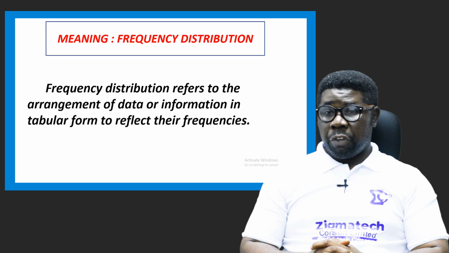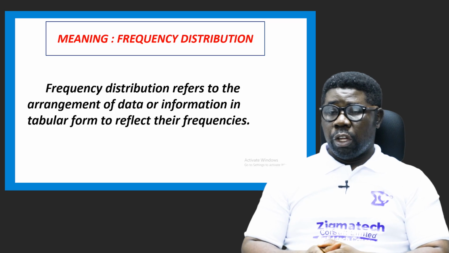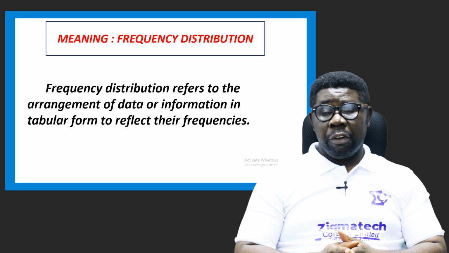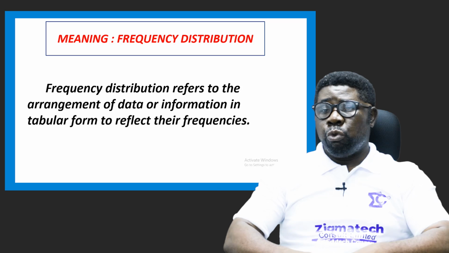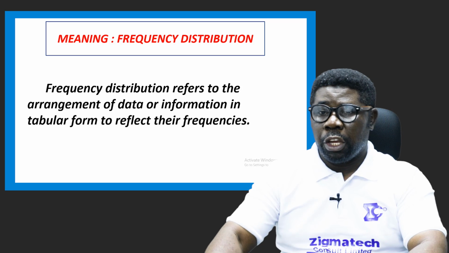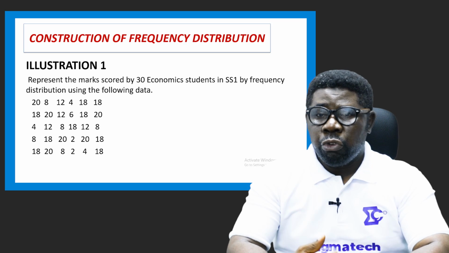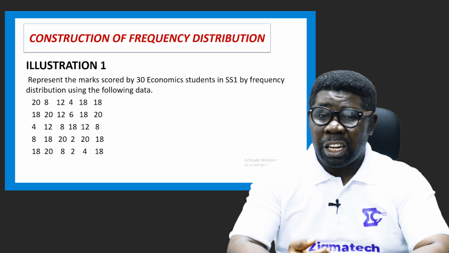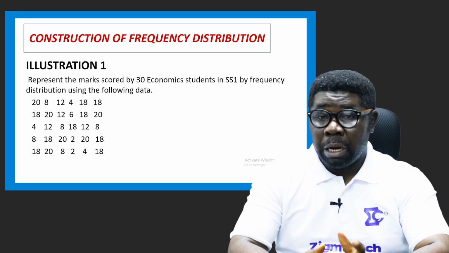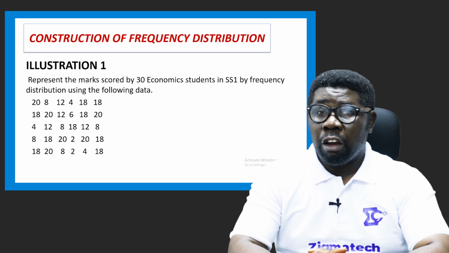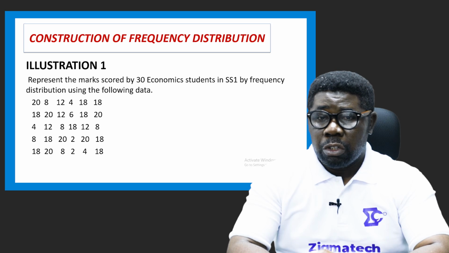It refers to the arrangement of data or information in tabular form to reflect the frequencies. Whenever information is given in raw format, and there is a lot of it, to organize it so it becomes meaningful for analysis, you first have to do a frequency table arrangement. What you do is arrange this information in ascending order. Don't do descending; it's not bad, but please do ascending order so that you can have a clear view of what you're going to do first to build your frequency table.